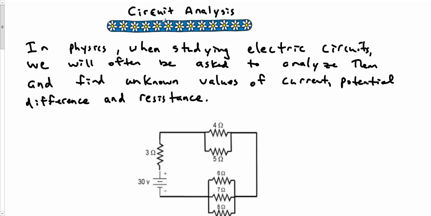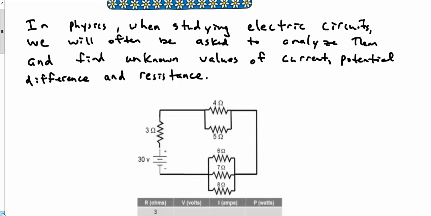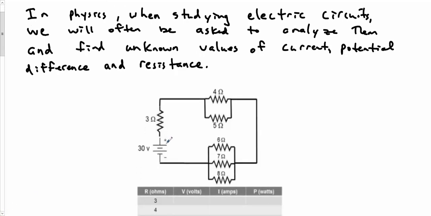All right, let's talk about circuit analysis. So in physics, when we're studying circuits, we're often asked to analyze them and find unknown values for maybe current, maybe potential difference, maybe resistance. So here's an example of a circuit. Battery, resistor, resistor, resistor, resistor, resistor, resistor.